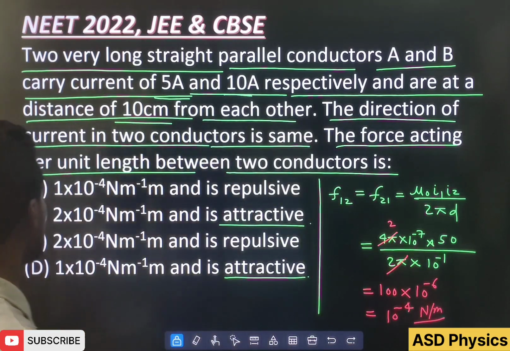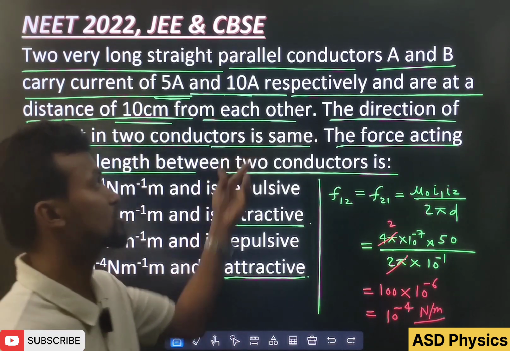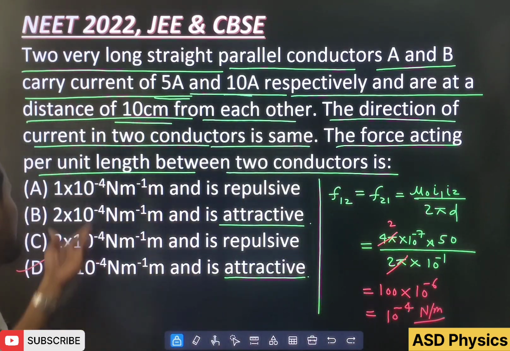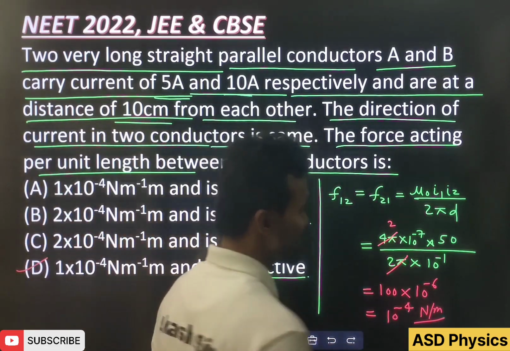So which option is correct here, students? You can see very well this one. 1 into 10 power minus 4 Newton per meter, and is attractive. Again, why attractive? Because current in which direction? Same direction. If current opposite direction, then answer will become option A. Remember that direction also very, very important.